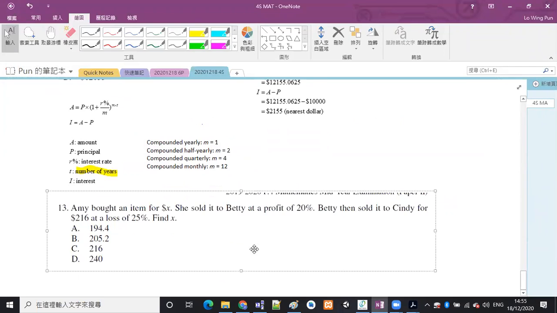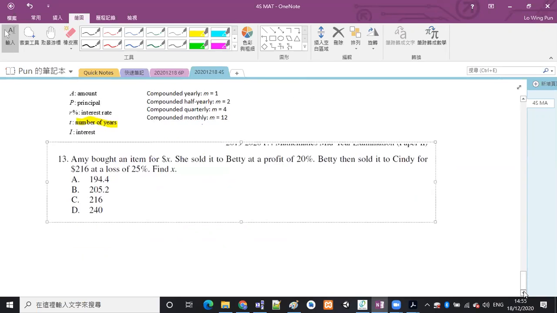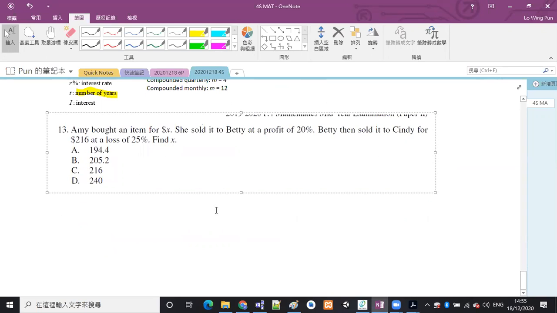price, selling price and then loss, percentage profit, percentage loss. Amy bought an item for X dollars. She sold it to Betty at a profit of 20%. Then Betty sold it to Cindy for $216 at a loss of 25%. Find X. 好啦，嗱咁我呢啲咧都好簡單嘅啫。最先就係 Amy 賣俾 Betty 嘅時候就係賺咗20%。Okay, so what should be the selling price of Amy?